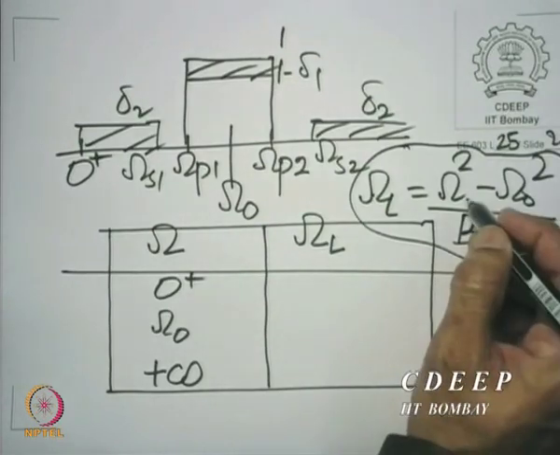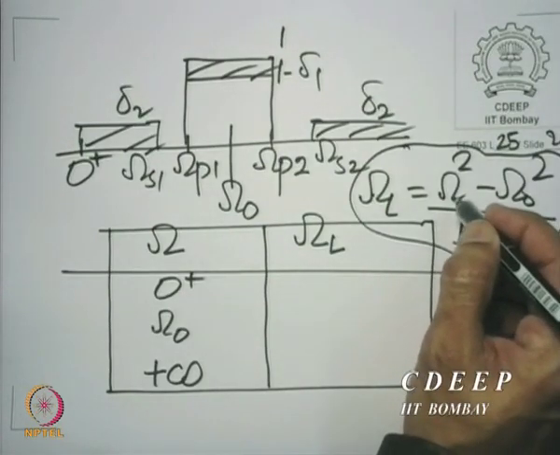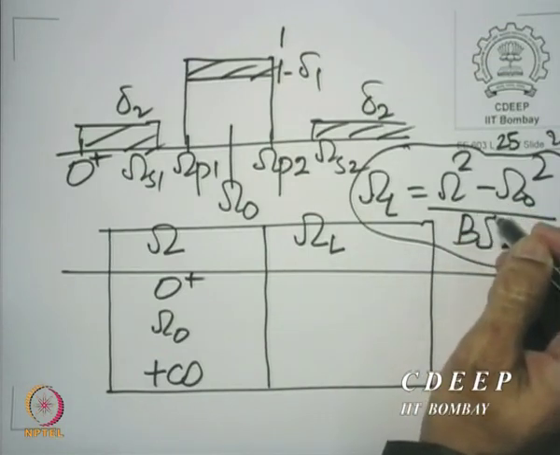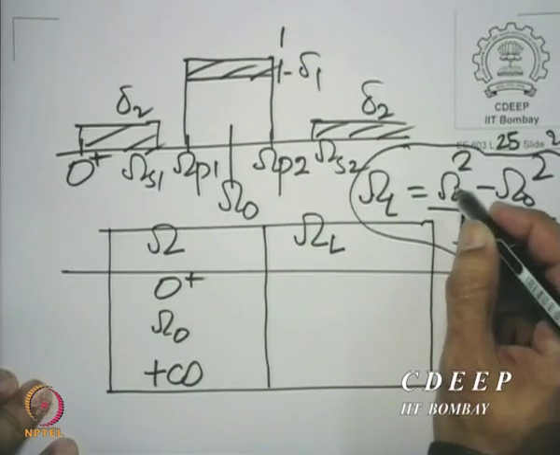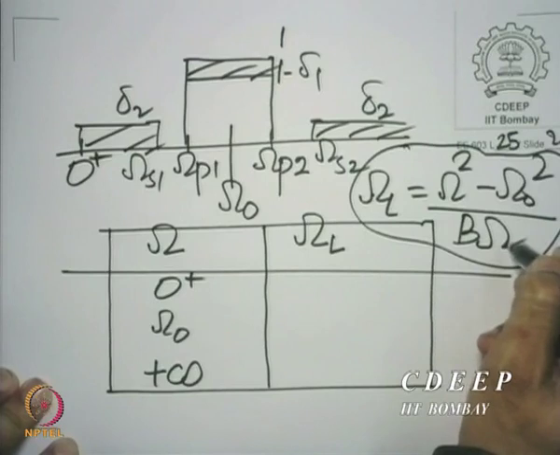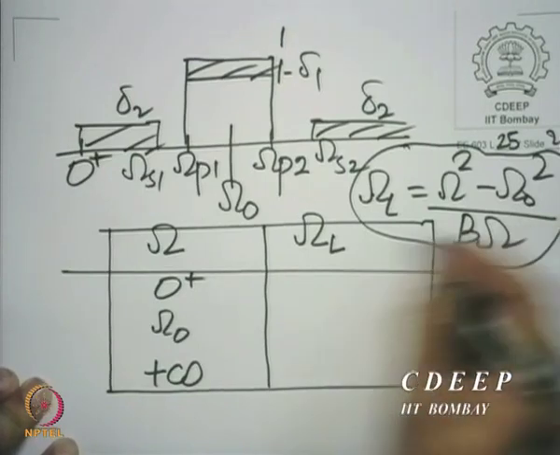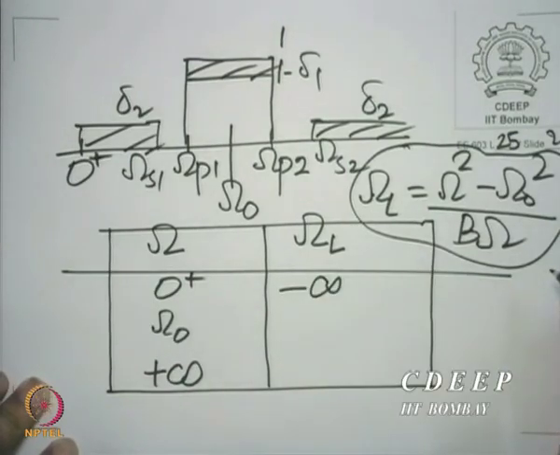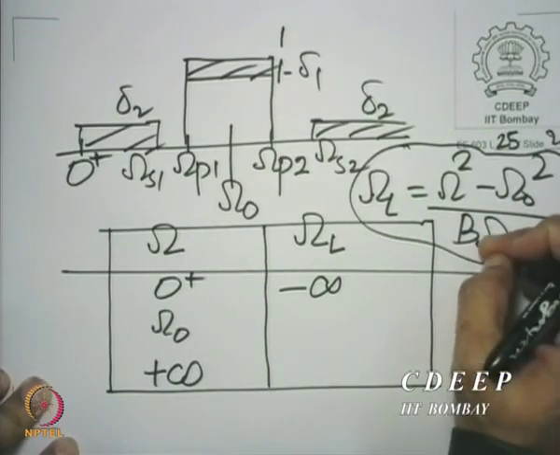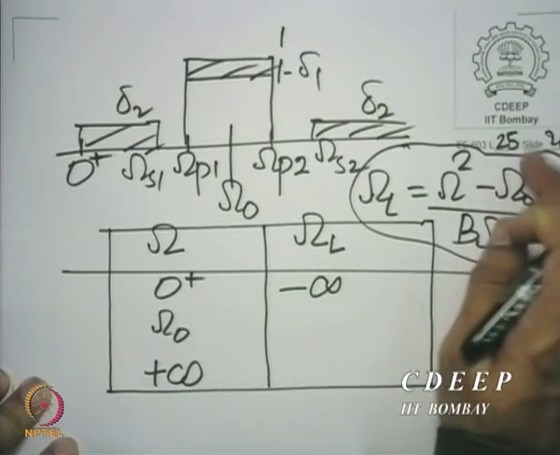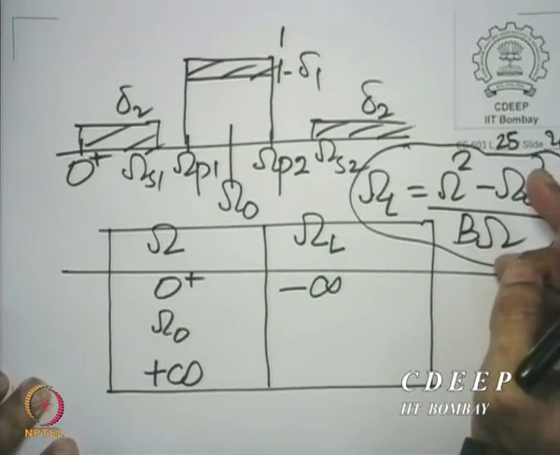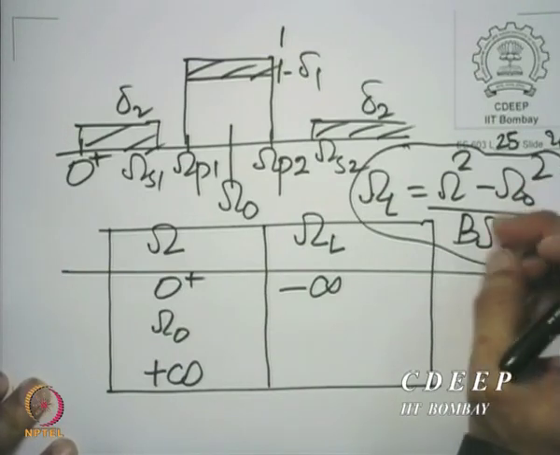Now, it is very easy to see what happens at omega equal to 0 plus. You see, this is a little tricky. If it is 0 plus, then omega by b is of course 0. This is minus omega naught squared by b into 0 plus, so it is minus infinity. Because you have a quantity in the denominator which is very small and positive. Here you have a fixed negative quantity divided by a very small positive quantity, which gives you an infinite negative quantity.